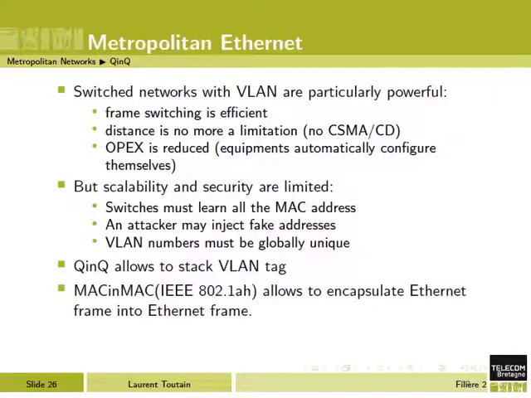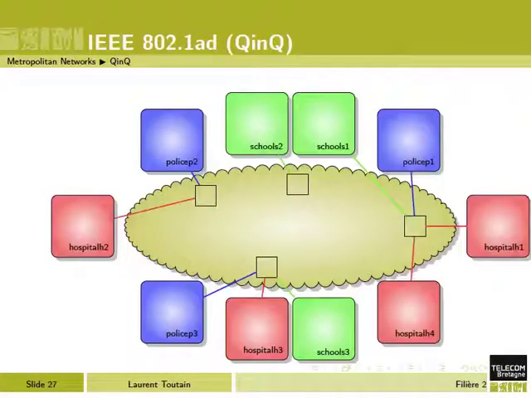Now, it doesn't work everywhere. For example, suppose that we have a network that interconnects some equipment, for example here some hospital, some school in a city. And here we have an Ethernet network that interconnects this equipment. So, how can we assign VLAN numbers?